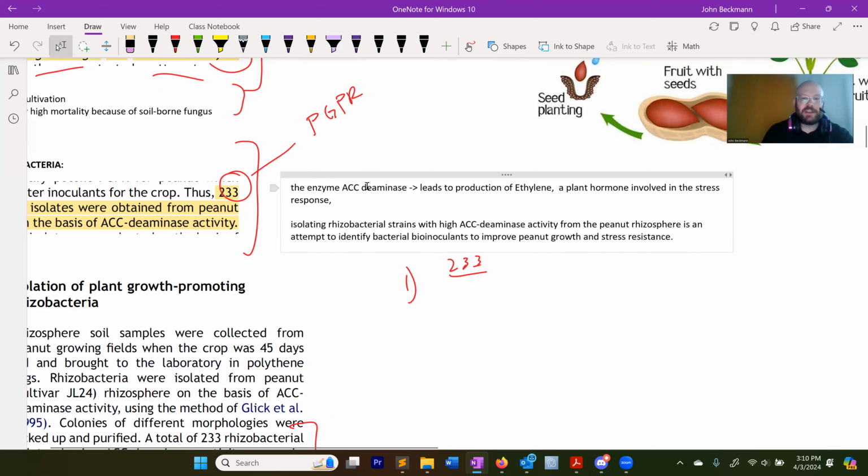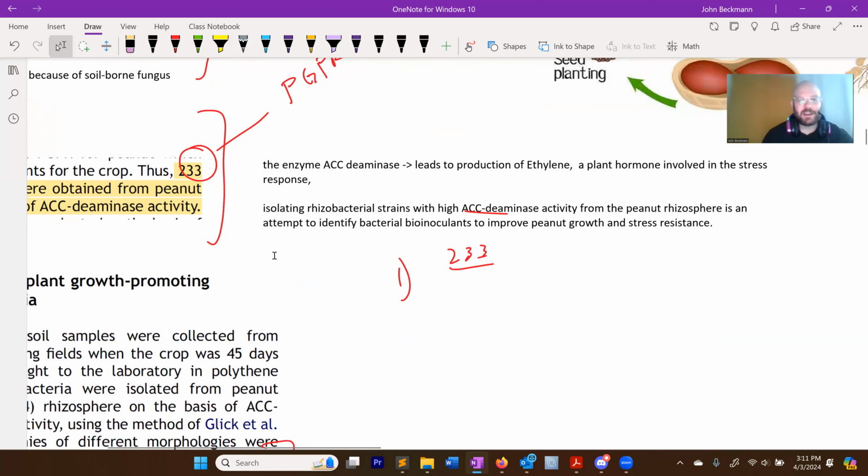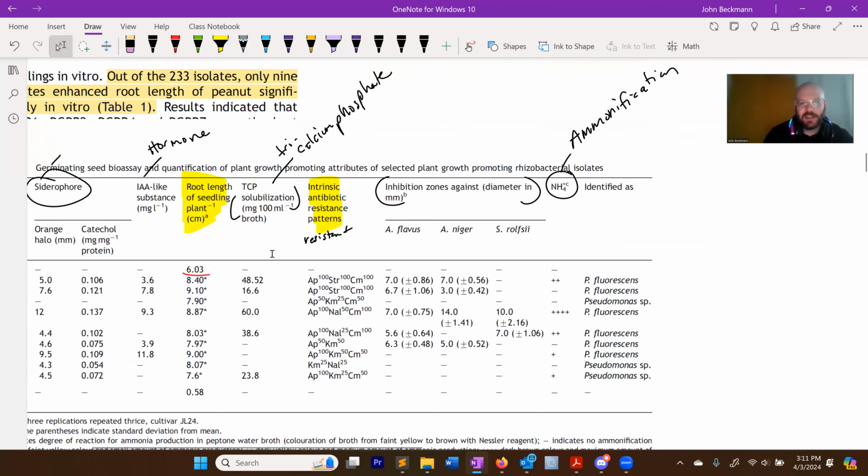ACC deaminase is linked to ethylene, a plant hormone involved in stress response. So essentially what they're trying to do is if they can get the overproduction of this enzyme, it bolsters the immune system of the plant, okay? And so if there are plant pathogens in the soil, it might be a great idea to bolster the immune system of the seeds right when you plant them so that they're sprouting out with this immune system boost. Okay, so that's the idea. And they're able to screen for this ACC deaminase activity. And here they actually, where is it at? Where's that data?